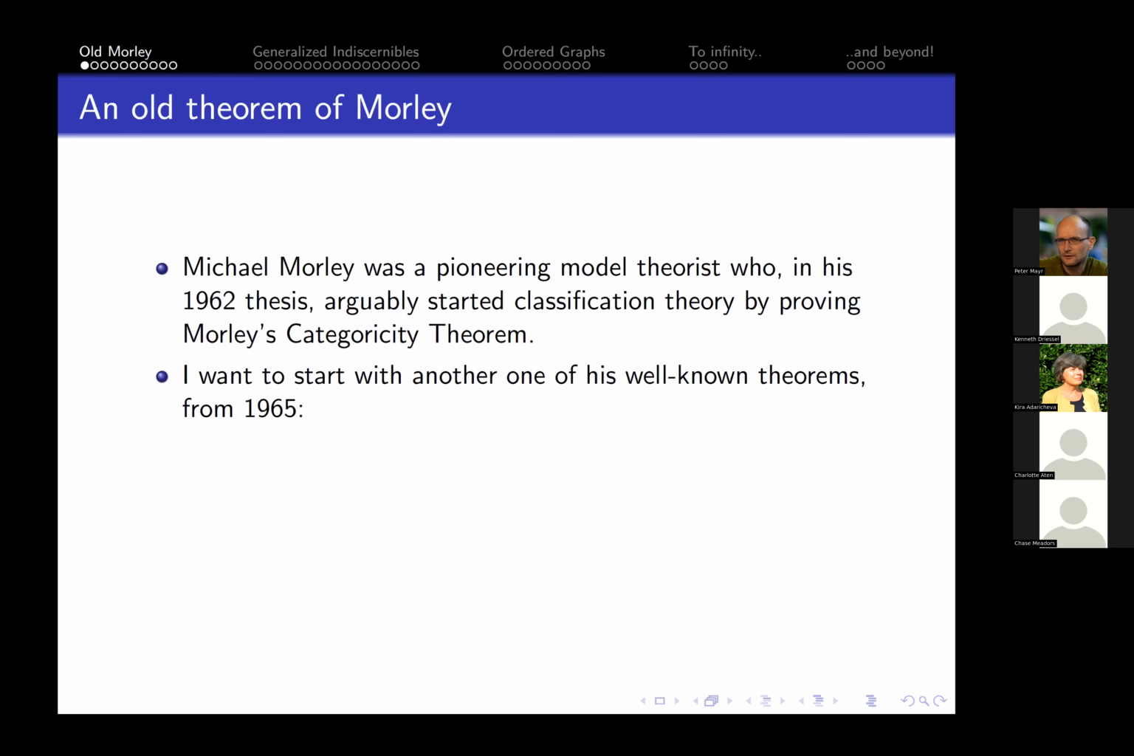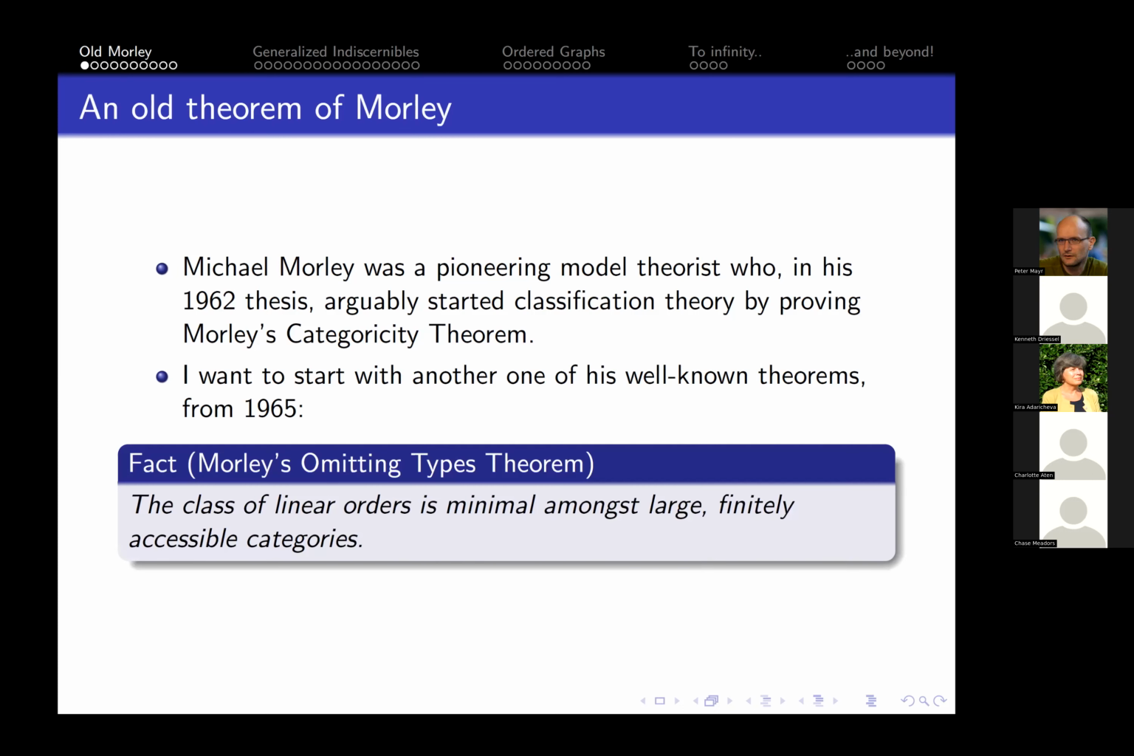So Michael Morley was one of the early great model theorists, arguably starting classification theory by proving what was previously known as Łoś's conjecture in his thesis, which starts your career off with a bang. I want to talk about one of his other theorems from a few years later, Morley's omitting types theorem, which says that the class of linear orders is minimal amongst large finitely accessible categories.